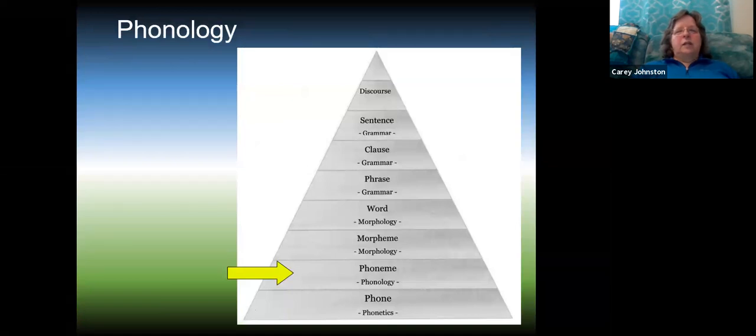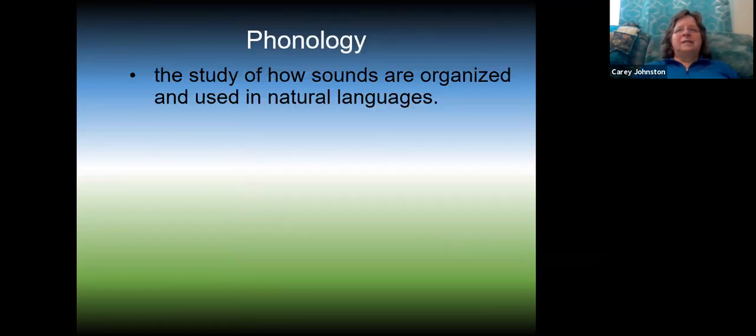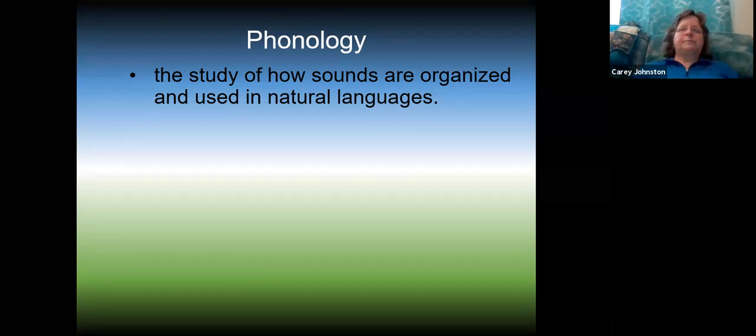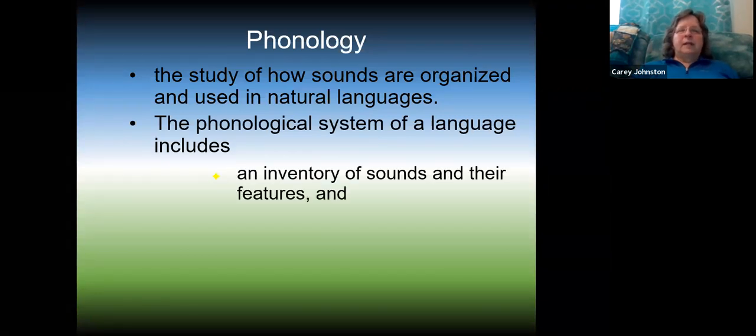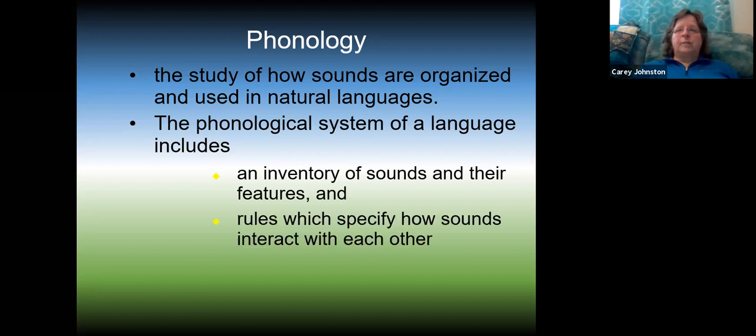So phonology, the phoneme is part of our phonology. Phonology is the study of how sounds are organized and used in natural languages. Most languages don't use all of the sounds. It's made up of some combination of those. So the phonological system of a language includes an inventory of the sounds and their features, and rules which specify how sounds interact with each other.